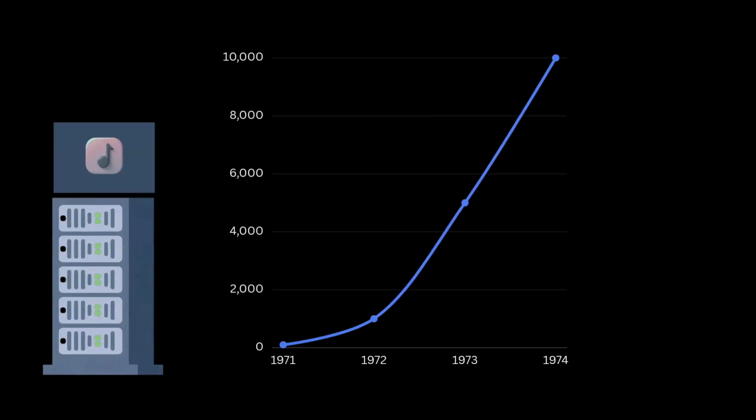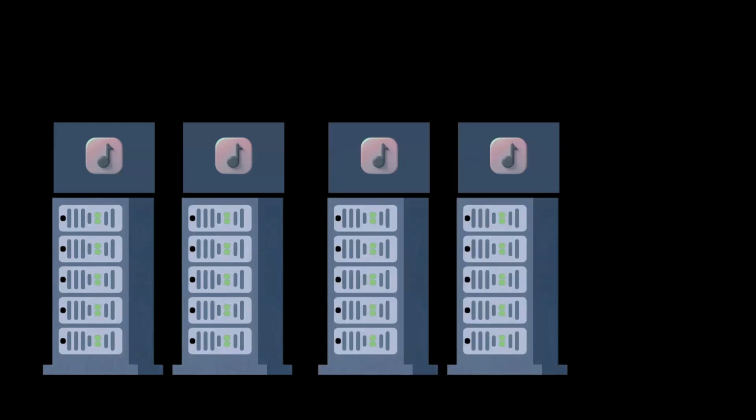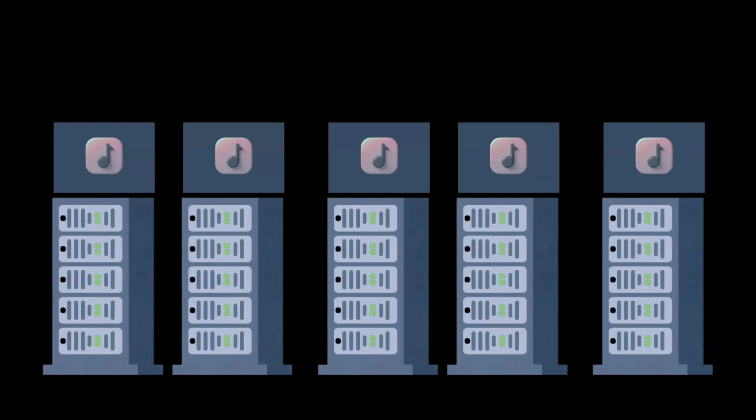As your application's popularity grows, you need to scale it. This means provisioning additional servers. Over time, the number of servers continues to increase. When traffic decreases, imagine downsizing this.